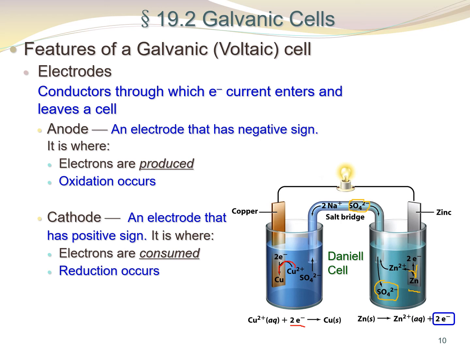One last thing. Let's just see how these ions migrate. Why do ions have to migrate? Because, as you can see here, we've got electrons passing. By the way, zinc is the anode, so that means it has a negative charge. And copper is the cathode, it has a positive sign.